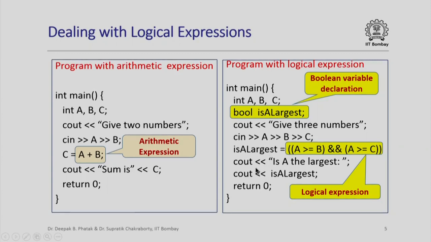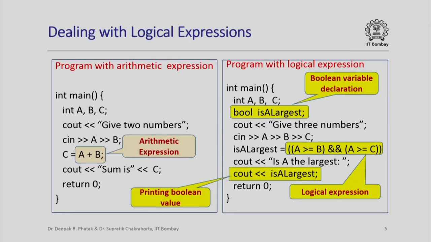And finally we want to print this value out, so we want to say is a the largest and we want to print out the value of is a largest, and we will see in this lecture what happens when we print out a boolean value. And finally of course the main function executes return 0 to hand over control back to the operating system.